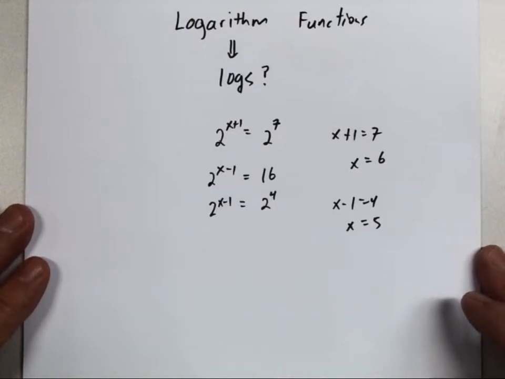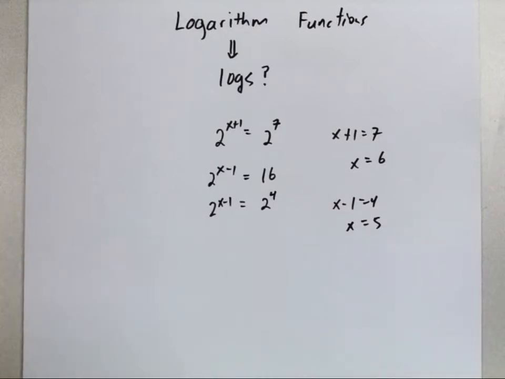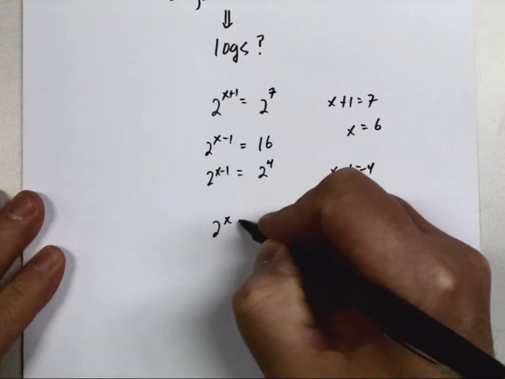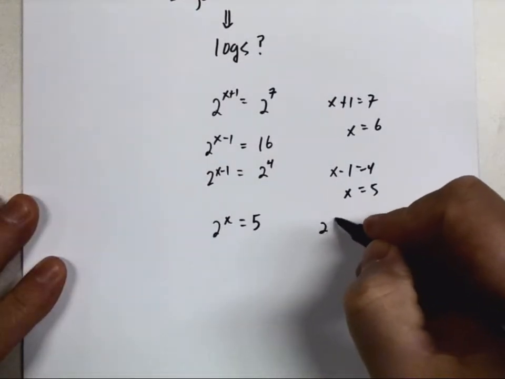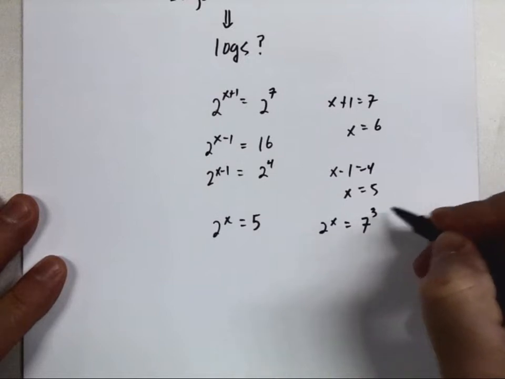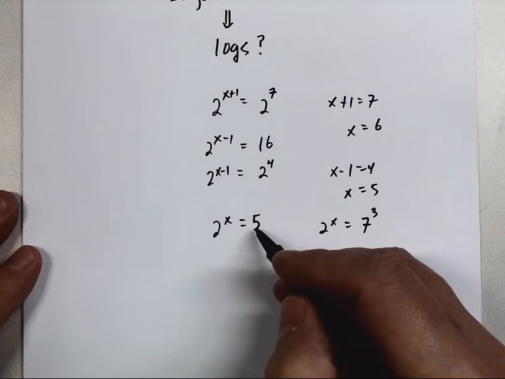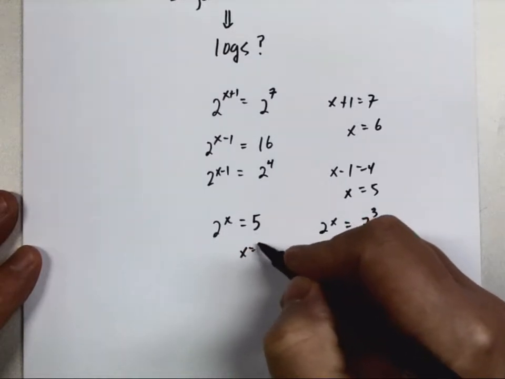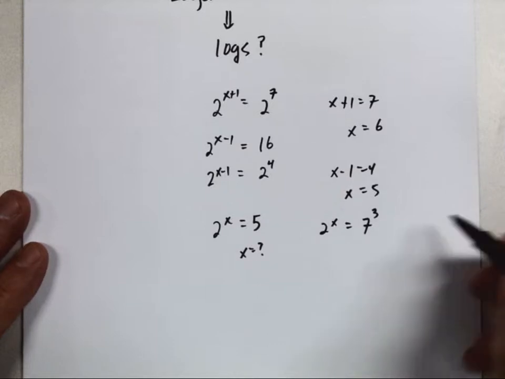So sometimes if you have an equation with an exponential function, if you can get the base on both sides of the equation to be the same, then you can solve it fairly easily. However, the problem we begin to have are equations like this, or equations like this. Here, 2 to the x equals 5. I want to solve for x. There's no way on the right-hand side I can rewrite 5 in the form of an exponential function with the base of 2. I'm sort of stuck.